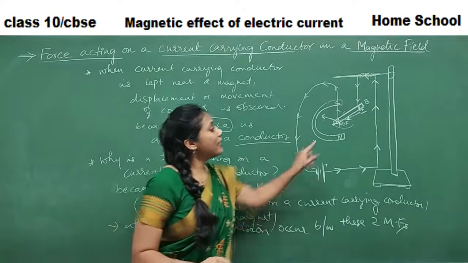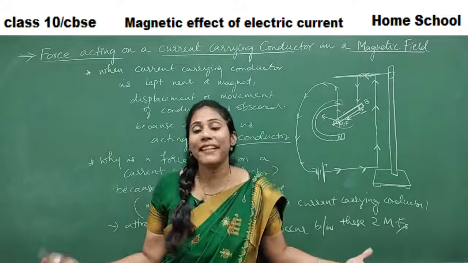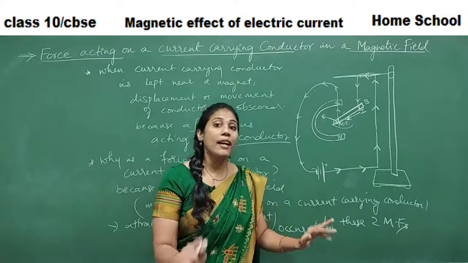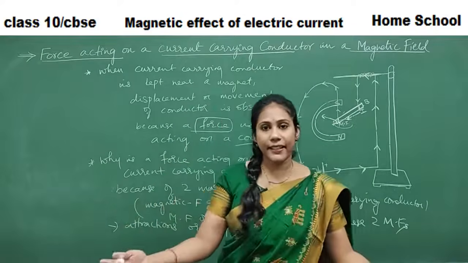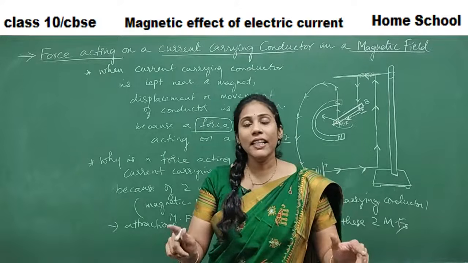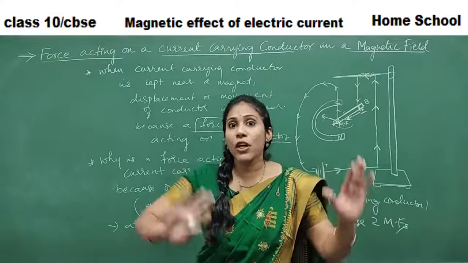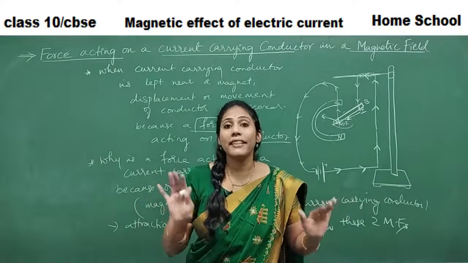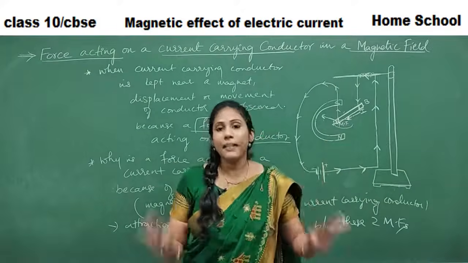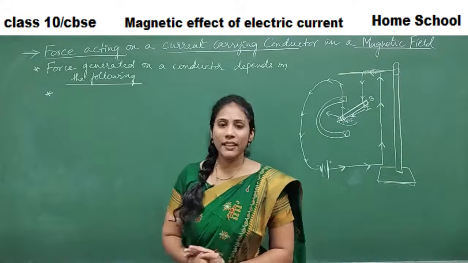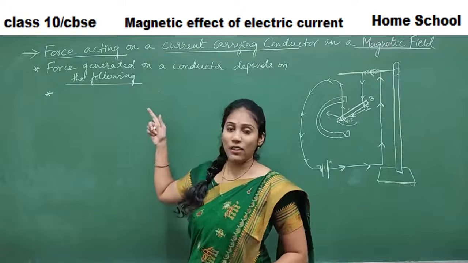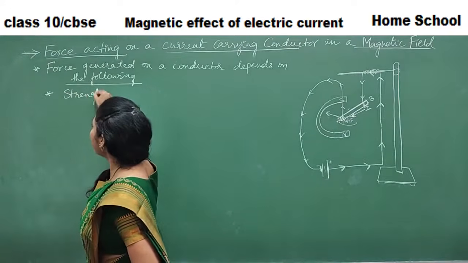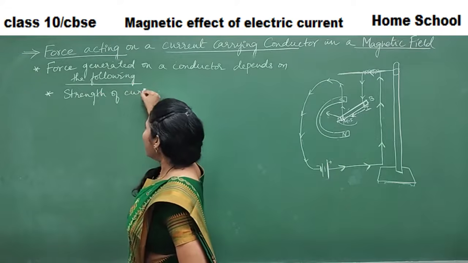And now, on what factors is this magnetic force dependent? Because whenever force is there, movement of a conductor is possible. Now we got to know how that force is generated and what the reason for that is. Now we are learning that force depends on certain factors. What are the factors on which the magnetic force created on a conductor depends? Let us see one by one. Okay, guys, the very first factor on which the force depends is the strength of the current, or I can say the magnitude of the current. So what do we mean by strength of a current?